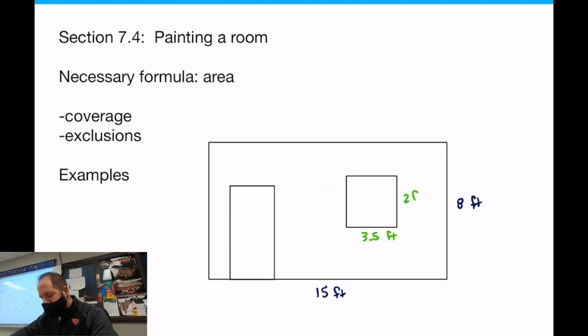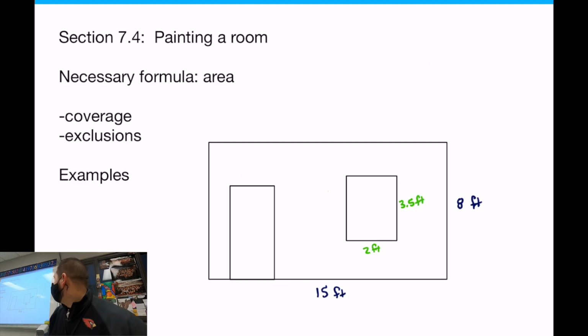Okay, so that's the other way around. We'll change it, easy numbers. I'll change that window to be a little bit taller. So 2 feet going this way, 3.5 feet going up. Okay, all right. So there's my window. We'll calculate that here in a second.